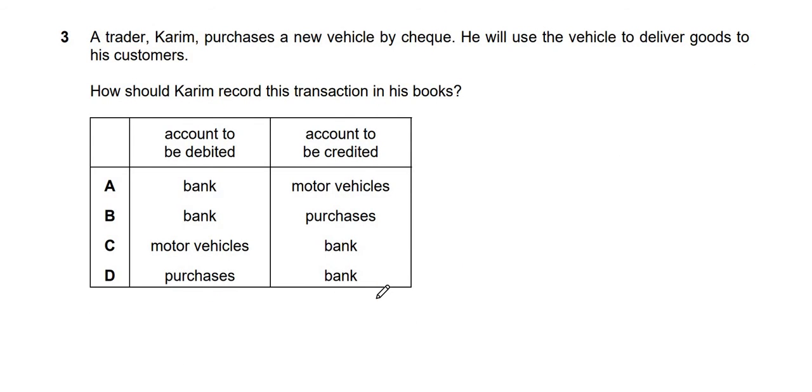It says a trader, Kareem, purchases a new vehicle by check. He will use the vehicle to deliver goods to his customers. How should Kareem record this transaction in his books? So look, motor vehicle is a non-current asset, so it will be debited. Alright, so motor vehicle is going to be debited. Payment was made by check, and check means bank. Bank decreased. Bank is an asset, and whenever asset decreases, it is credited. Alright, so the answer is C.